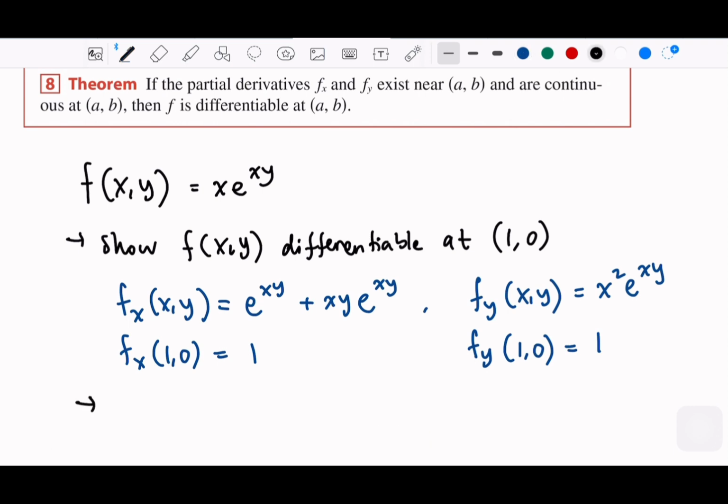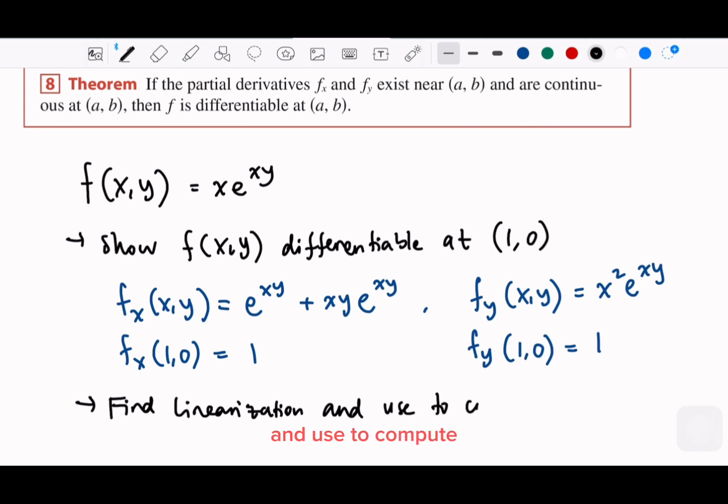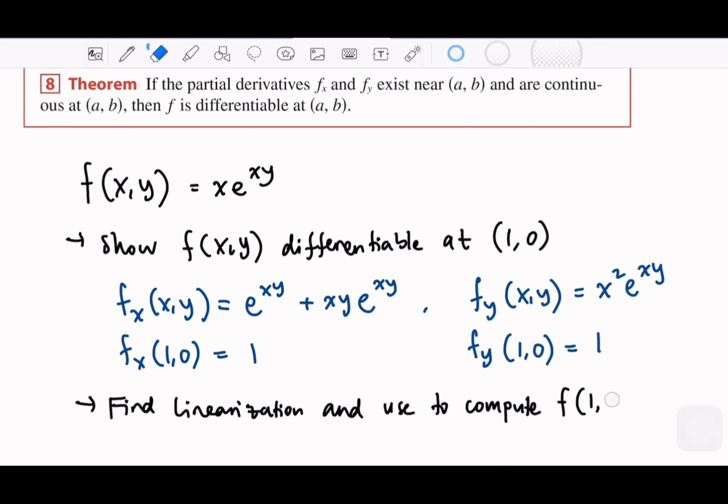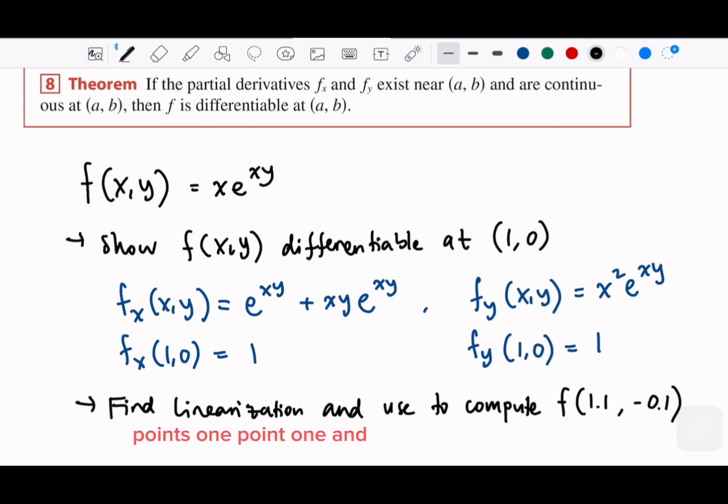Okay, and then find the linearization, the other question, and use it to compute. If you see the points 1.1 and negative 0.1, they are the points that are near (1, 0), right? So they are close by, nearby (1, 0), right? So we could see that perhaps the approximation would be good.